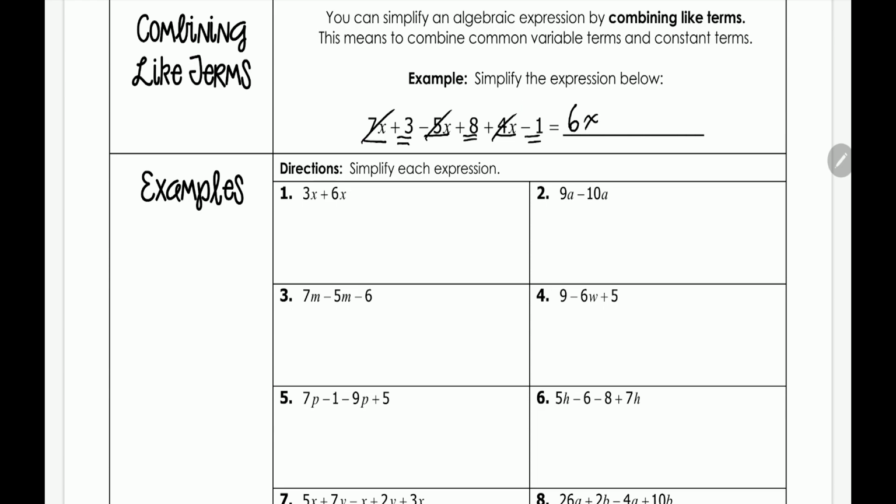Now we're looking at our constants. We have 3 plus 8. Well, 3 plus 8 gives us 11. And 11 minus 1 gives us 10. So the simplified version of this algebraic expression is 6x plus 10. In other words, we combined like terms.